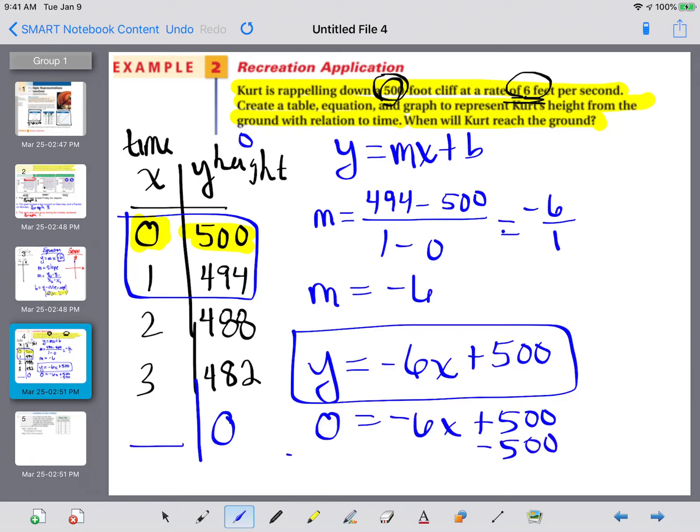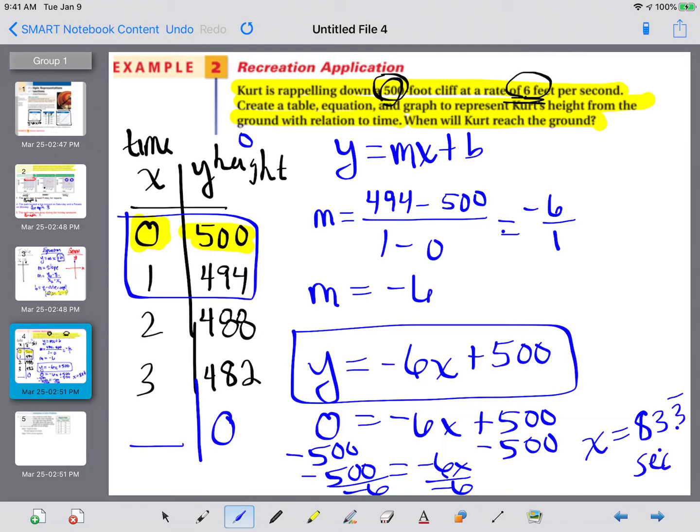I'll subtract 500 on both sides. We get negative 500 equals negative 6x. Divide by negative 6. And we get x equals 83.3 seconds. So at 83.3 repeating seconds, he would reach the ground.